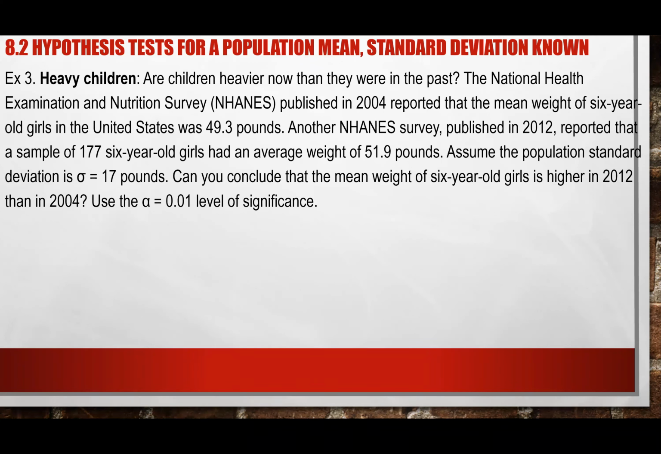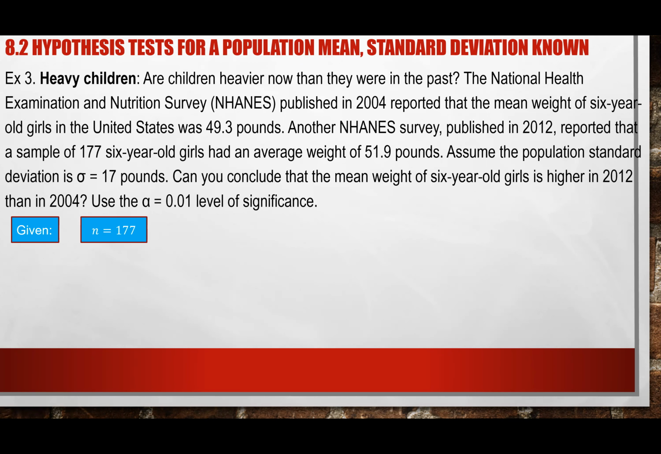0.01. Looking at this, first of all, you have to identify what information they give us. Do you agree that they give us many things? They give us the n, which is 177. That's easy, right?